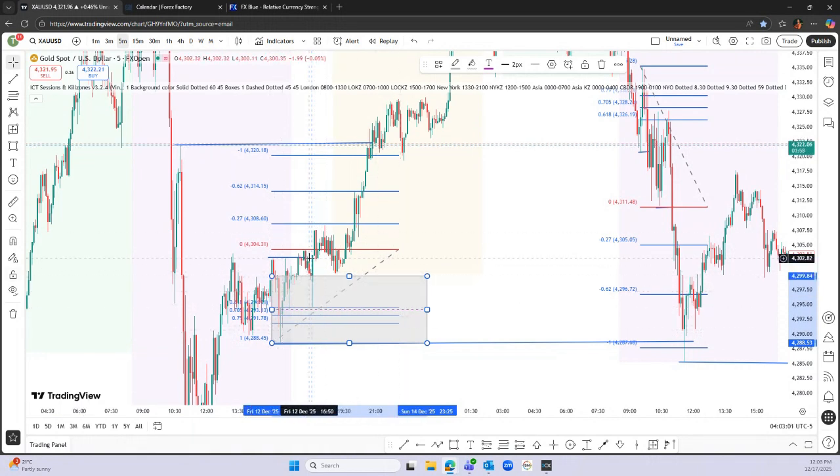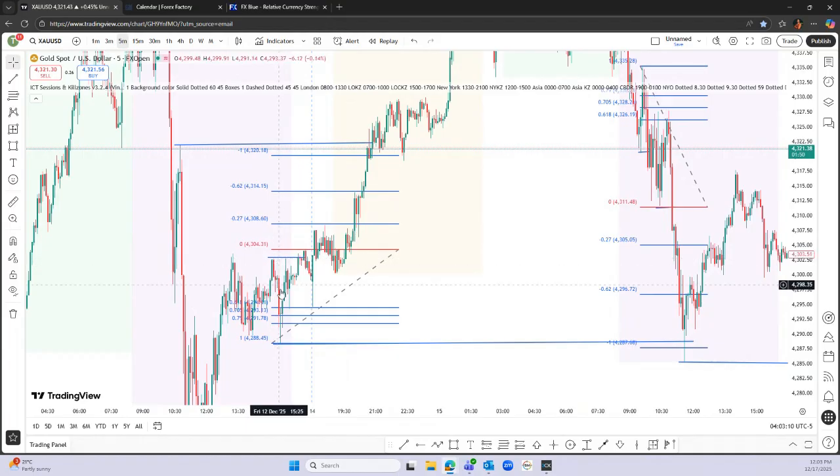Now you can see the price came in and dug deeper, almost to the mean threshold of that particular OB. So we have the fibs, and the price is within an order block, and therefore this is how my entry should look.